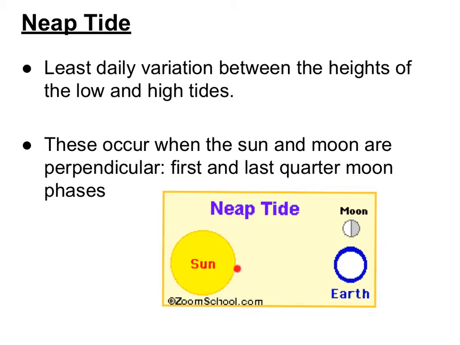So when the sun and the moon are perpendicular, as it is here, you're going to have your first quarter moon phase. And that's going to result in a neap tide. Then again, if your sun is perpendicular to the moon and it's down here, so it's at the last quarter moon phase, you're going to get a neap tide again. And a neap tide results in the least daily variation between low and high tides.